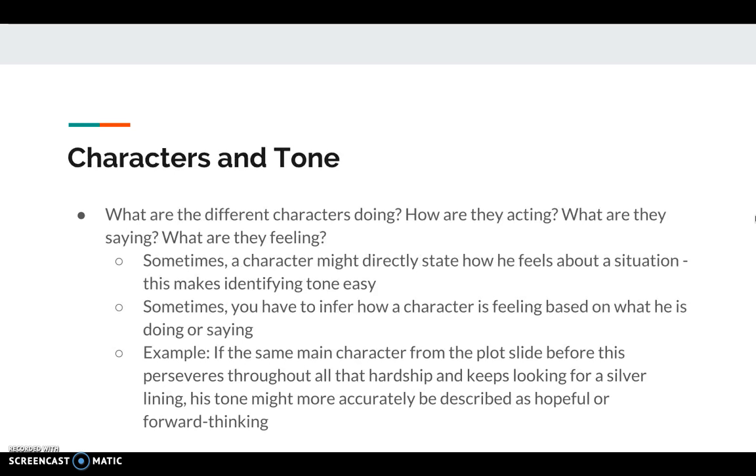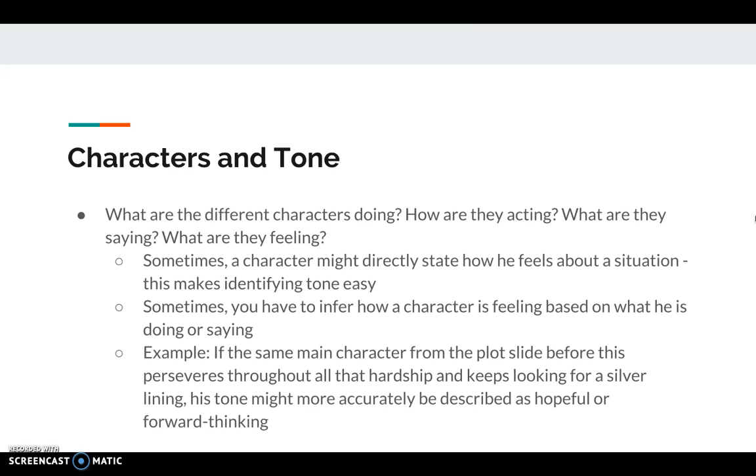Authors can also use their characters to convey a certain tone. Remember that tone is a certain character's attitude normally. And so you can look at that specific character to say, what tone does that character have? So some things that you want to look at when you look at characters are, what are they doing, how are they acting, what are they saying, and what are they feeling?